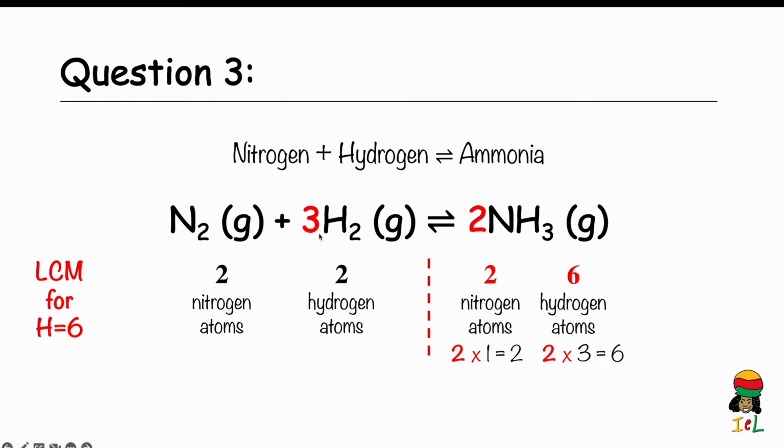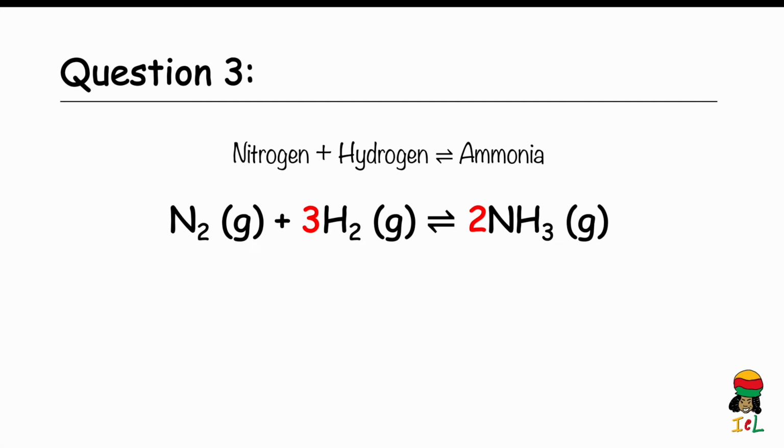So we put the multiplier in front of the formula that has the hydrogen atoms. Now we have 3 times 2 hydrogen atoms, which gives 6 hydrogen atoms. All the different atoms on the reactant side are now equal to their counterparts on the product side. This equation is balanced. So the balanced equation is telling us that 1 molecule of nitrogen gas will react with 3 molecules of hydrogen gas to produce 2 molecules of ammonia gas.